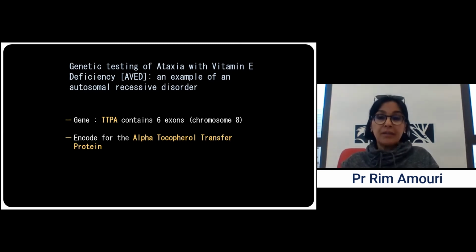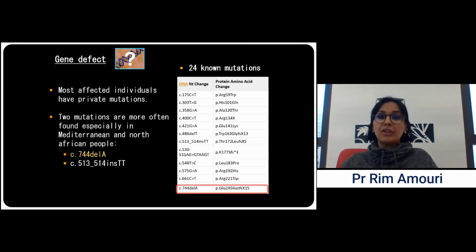Molecular analysis of the TTPA gene, the only gene known to be associated with this disease, leads to the confirmation of the diagnosis by detecting the presence of a gene mutation. Many mutations have been reported in the gene, but the 744 mutation represents the most common pathological mutation in Tunisia, likely because this mutation is a deletion of an A base at position 744 of the TTPA gene sequence.